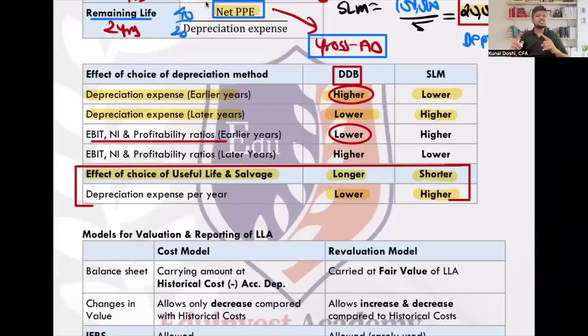How does the choice of estimation of useful life and salvage have an impact on your income statement? If you use a higher useful life and salvage, what will happen? The depreciation will be low, correct? And the profits will be higher. If you do the opposite, the depreciation will be high. This is in the hands of management and therefore they can play with this. Is this clear, everyone? Got it? Everyone in the class?